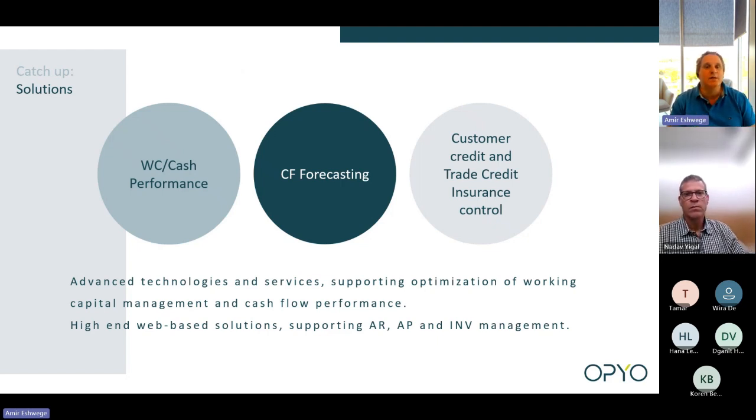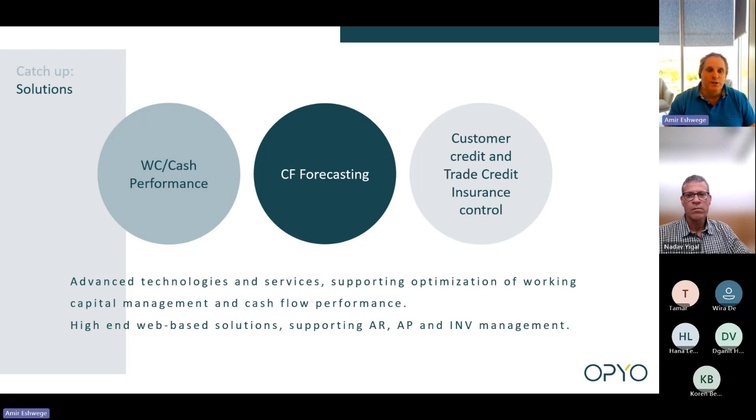The second area we're discussing is the cash flow forecasting. If we collect information, we have it in OPYO, we want to create a good cash flow forecast, which is a very complicated area in any financial activity. The third area is the customer credit and trade credit insurance control. When we want to manage our buyers, we want to understand if we have a certain amount of insurance or a credit limit which suits the outstanding balance. That's what we do in OPYO.